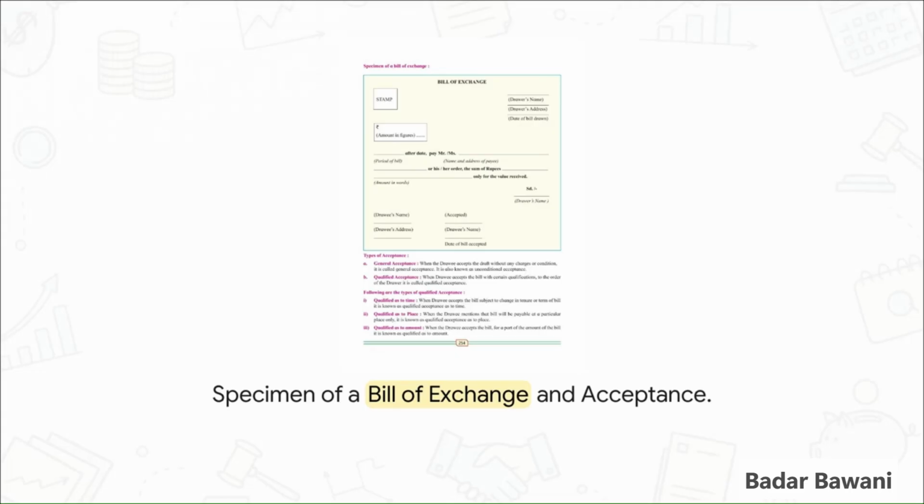Now, what's really interesting here is how this physical document actually works in practice. When the seller first writes this out, it's just called a draft. It literally holds zero legal weight at that point. It only transforms into a legally binding bill of exchange once the buyer, who we call the drawee, physically signs their name along with the date right across the face of the document directly under the word accepted. That single signature is exactly what activates the bill.